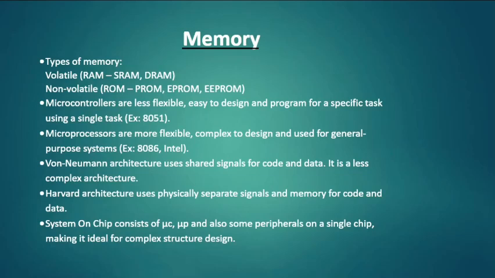Microcontrollers are less flexible, easy to design and program for specific tasks using a single task. Microprocessors are more flexible, complex to design and used for general purpose systems. A system on chip consists of microcontroller and microprocessor, and also some peripherals on a single chip, making it ideal for complex structural designs.